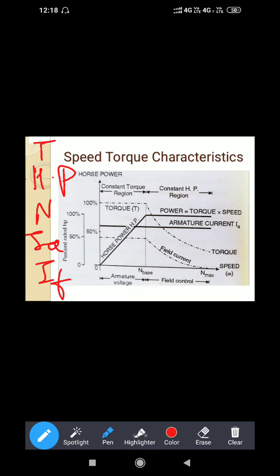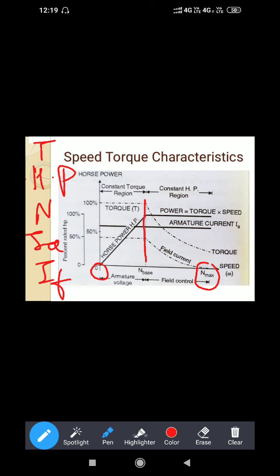And we have one more important point here, that we are going to control the speed from 0 to maximum value, right? In between 0 and maximum we have the base speed. So what is this base speed? The base speed is the speed of DC motor where your armature voltage is the rated armature voltage and the field current is also the rated field current. So at rated armature voltage and rated field current, whatever speed we are getting is the base speed.